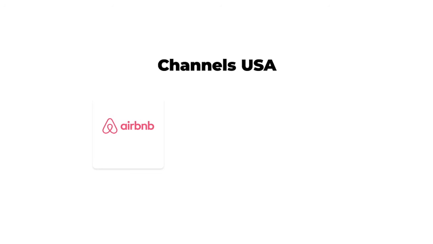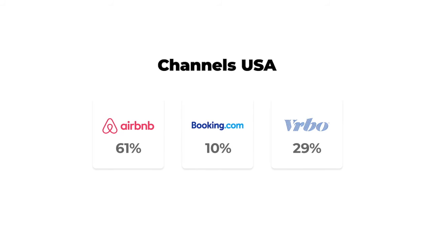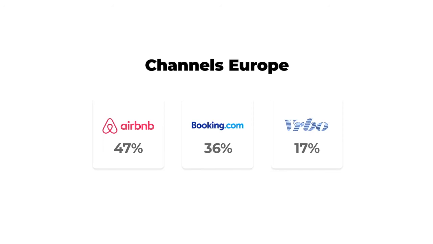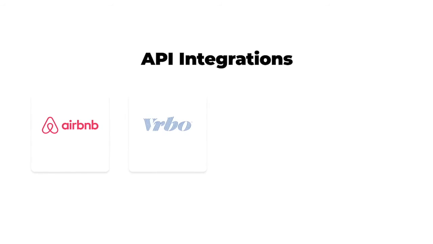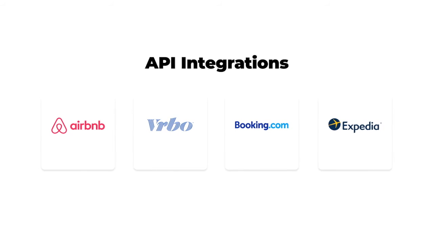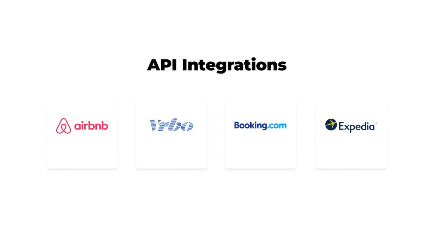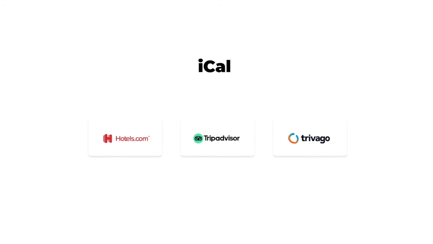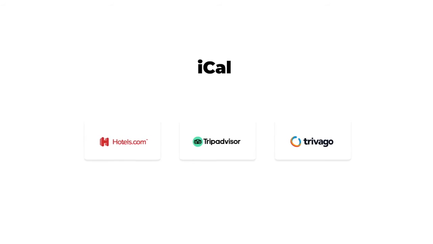For example, in the US, travelers will more often use Airbnb and Vrbo, whereas in Europe, they mostly use Airbnb and Booking.com. This is why Lodgify has a direct API connection with Airbnb, Booking.com, Vrbo, and Expedia, to whom we are preferred partners. We also integrate with iCal, which gives you access to even more platforms such as TripAdvisor, Hotels.com, and Trivago.